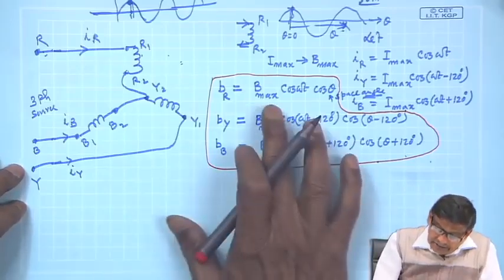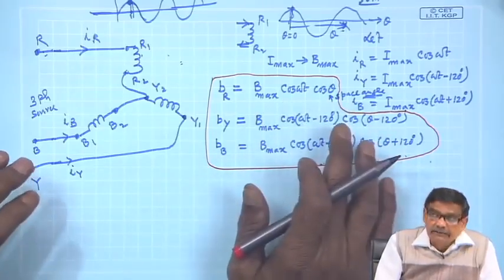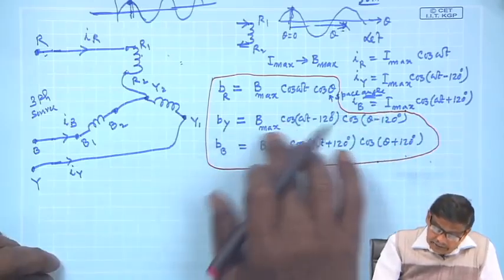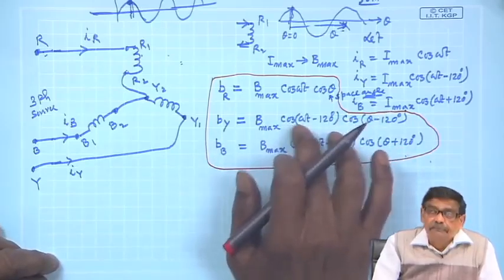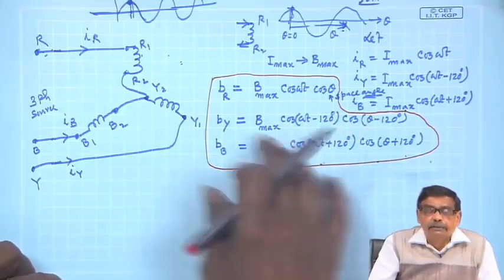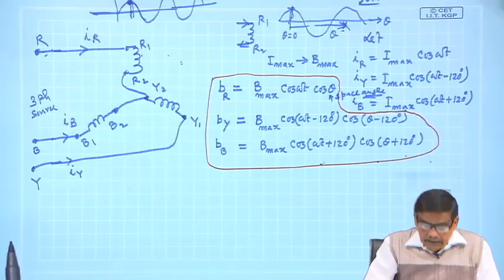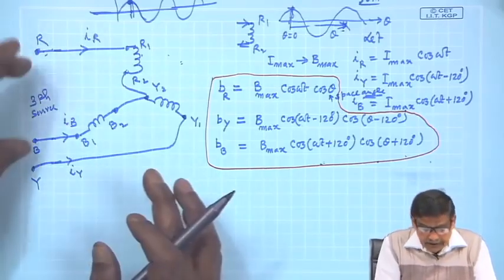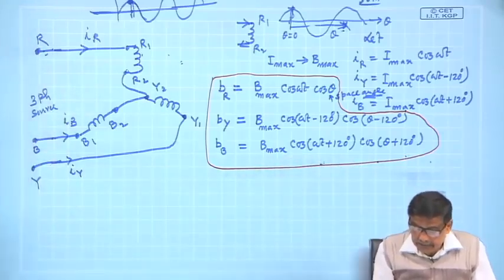So, in this description there are two things. One is a space angle theta and a time variable coming in terms of omega t. What is omega? Supply frequency, 2 pi f. That has come from some machines, generators. Okay, we do not bother. At the terminals, what is available is this thing.